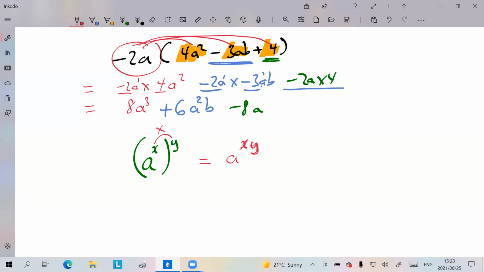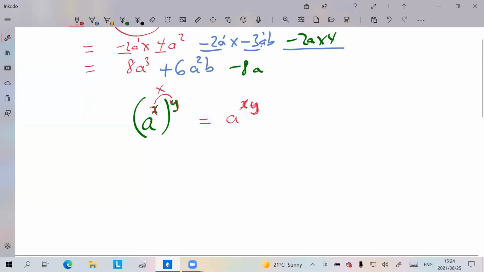Right? That's just a rule. I can prove it and discuss it, but we don't have time. And you know what? We're just trying to get marks. We're not worried about how we get it, as long as we get the correct answer. So the rule is, if you've got an exponent and another exponent with brackets, multiply the two exponents.